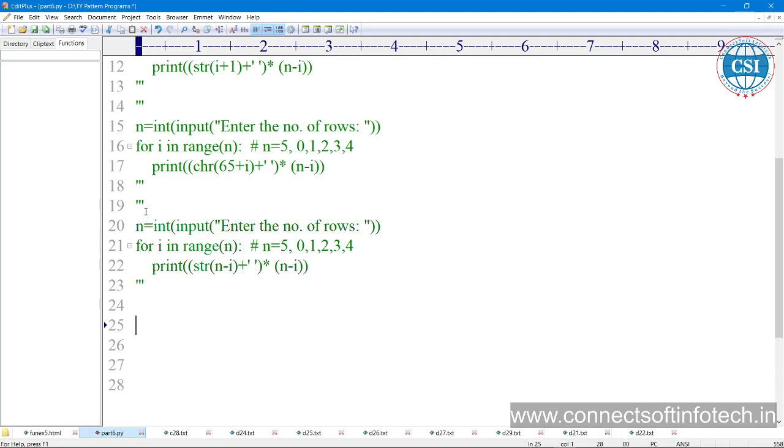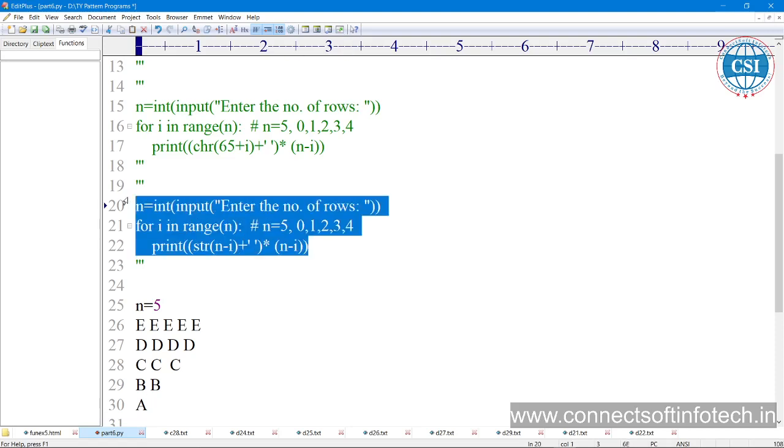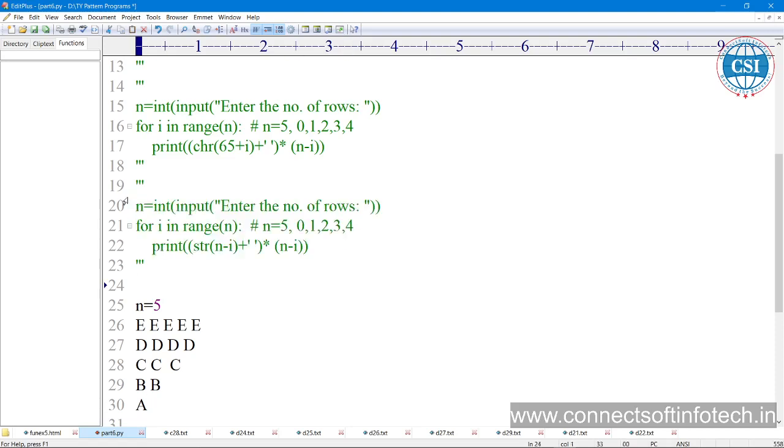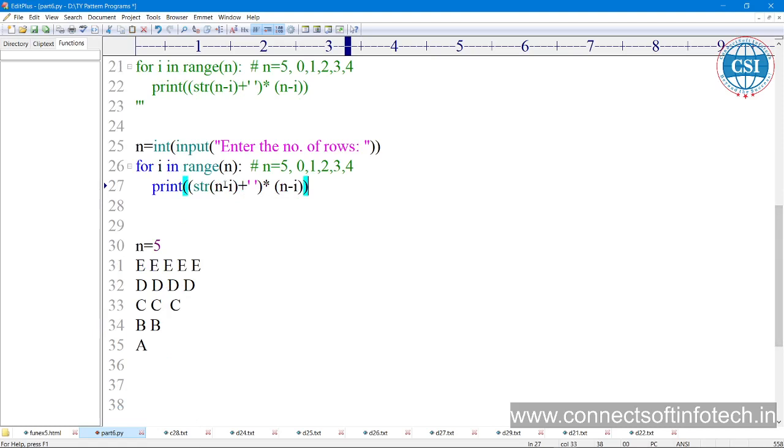Now the same pattern I want with alphabets. Suppose you are entering n is equal to 5, so I want alphabets, that is capital E, E 5 times, then 4 times D, then C 3 times. Same logic. Instead of str we need to write chr. That's it. The logic is totally the same. What to do here, guys? Just instead of str, write chr.